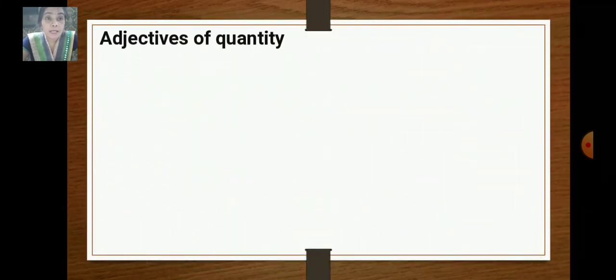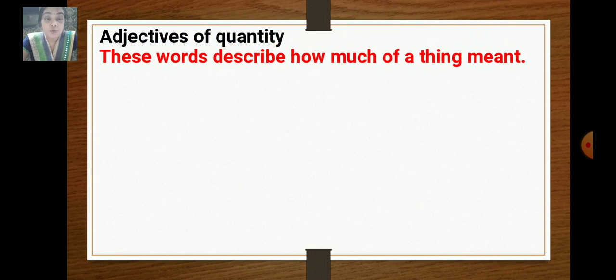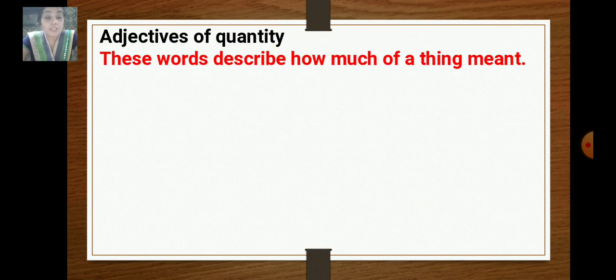Now next we'll learn adjectives of quantity. These words describe how much of a thing is meant. So adjectives of quantity and number, mostly it is the same. It describes how much of a thing is meant.